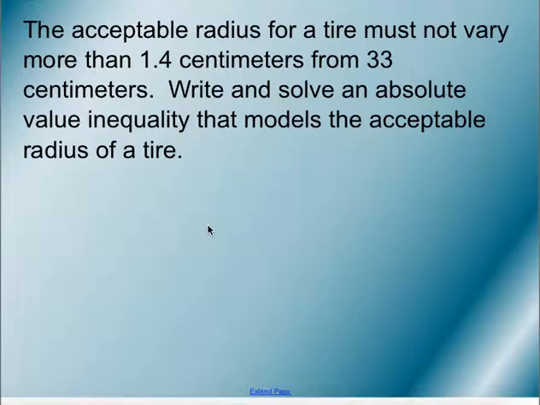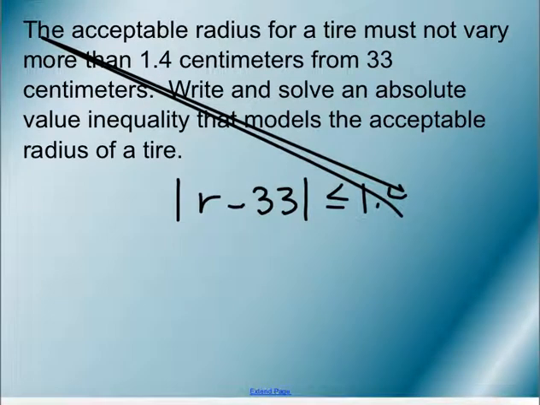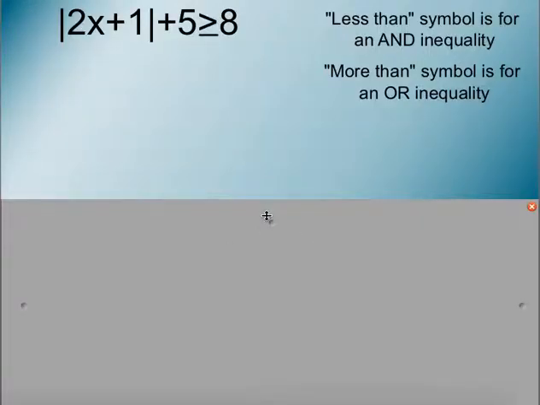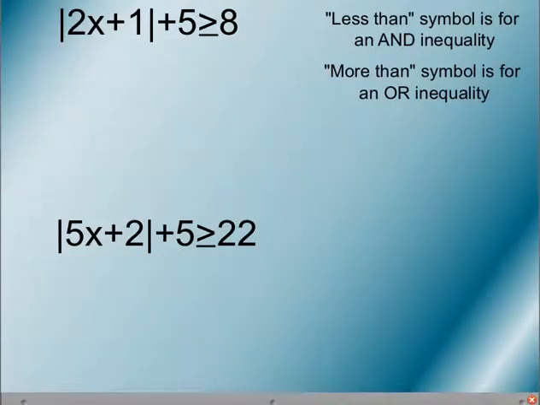The acceptable radius for a tire must not vary more than 1.4 centimeters from 33 centimeters. So when we write this absolute value inequality, we should say, I have some type of radius amount. It shouldn't have a difference from 33 of more than 1.4. Okay, so what I should have, that difference needs to be less than or equal to 1.4. And you can split that up and solve. Okay, there's a couple more examples here for you if you need more tries.